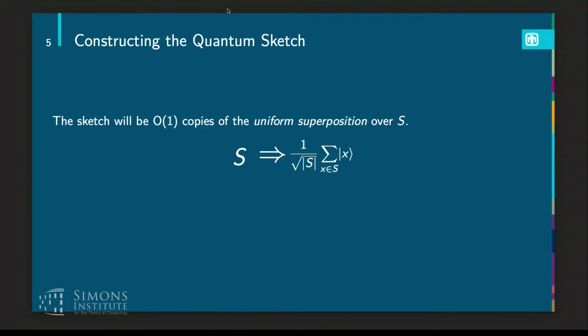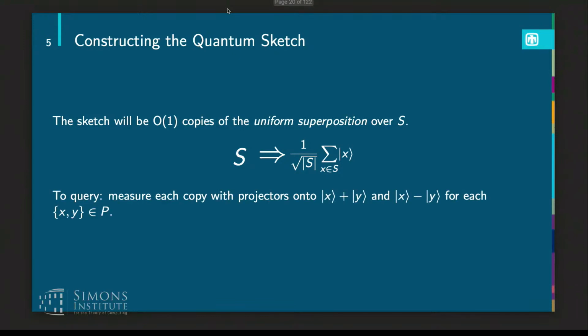Then when we go to query this sketch, we're going to perform a measurement made out of projectors that we build from the pairs in our query set P. For each of these pairs xy, the projectors are going to be the projectors onto x plus y and onto x minus y. Because we required that P was a set of disjoint pairs, it's going to be possible to make these all sum to the identity, because the corresponding projectors will all be orthogonal. So we'll just collect all of these projectors and then add one final projector that's just the identity minus everything that we've added.